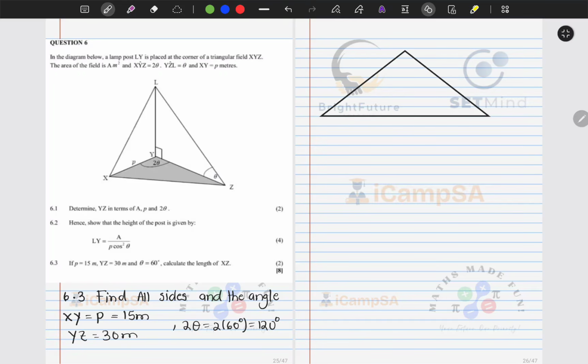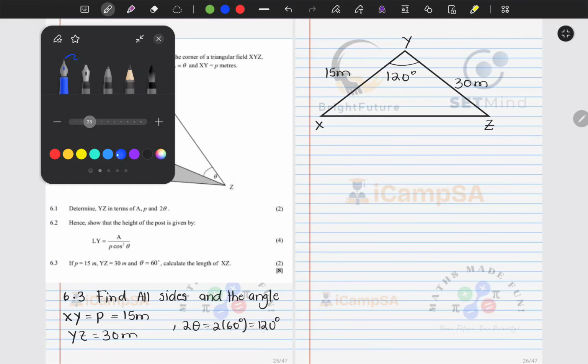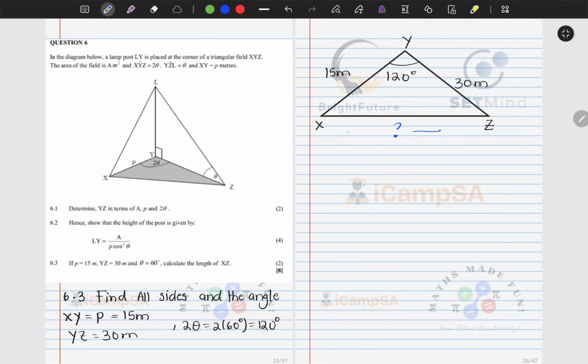So all that we now have, if you look at the problem, is a simple trigonometry problem, where the angle that is sitting here is 120 degrees, and you have Y, and you have X, and you have Z. This one here, YZ, has been given as 30 meters. The other one has been given as 15 meters. Now, if you observe carefully, this is what we are looking for.